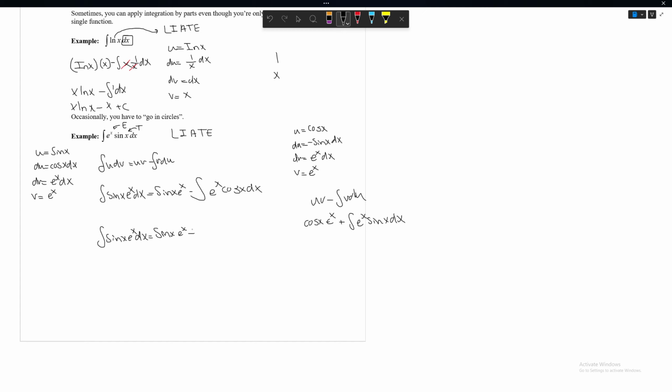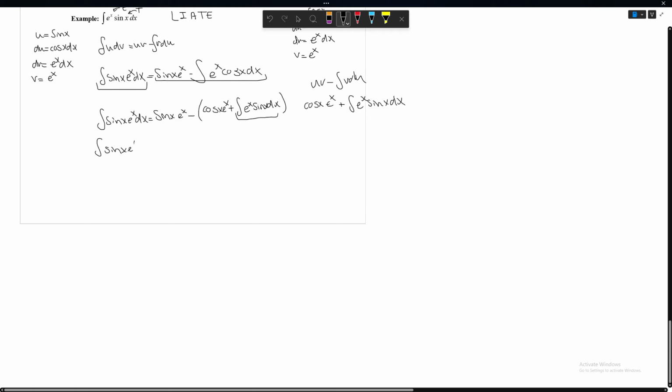So what I'm going to do is sub it in. Our left side is cos x e to the x plus the integral of my e to the x sine x dx. And we're back where we started from. Right? And so if I do this, I'll get this again. Well, what do I do here? All right. Here's what I'm going to do. Let me expand.